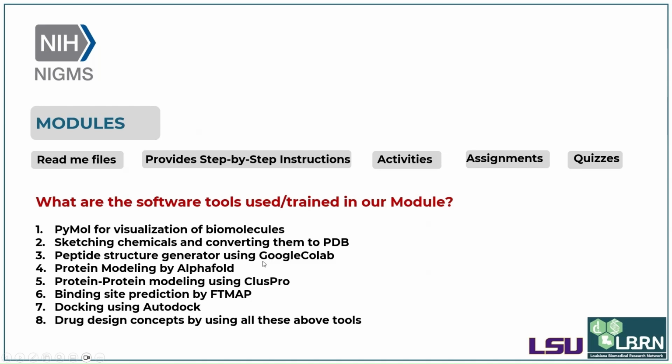Peptide structures can be generated using Google Colab, and proteins can be modeled by AlphaFold. You can create the complex of proteins using ClusPro for protein-protein modeling. The binding site analysis is done by FTMap and docking using Autodock. You apply all these tools for the drug design.